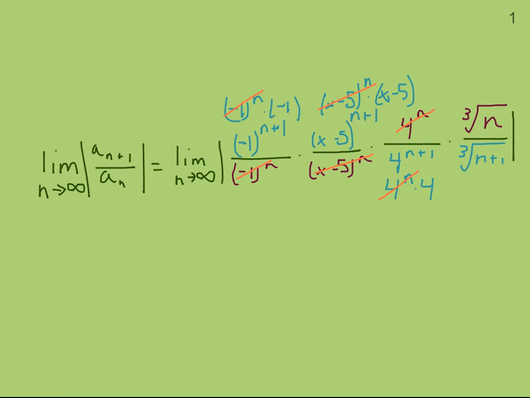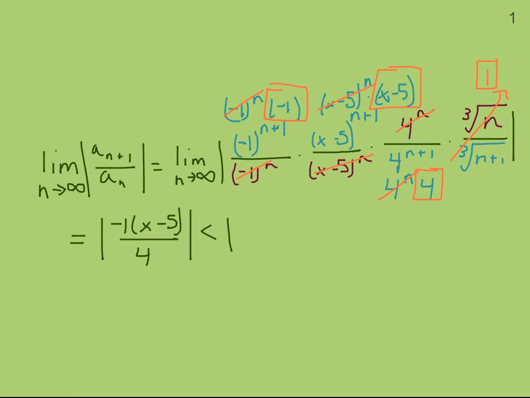The cube root of n over the cube root of n plus 1, the limit as n goes to infinity on that is 1. So we have a 1, a 4 in the denominator, an x minus 5 in the numerator, and a negative 1 in the numerator. So it's negative 1 times the quantity x minus 5 all over 4 inside of absolute value. And we need to force this to be less than 1 for convergence.